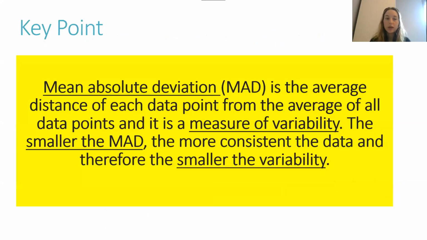This really leads us to our key point for today's lesson, which is that mean absolute deviation, or MAD, is the average distance of each data point from the average of all data points, and it's a measure of variability. The smaller the MAD, the more consistent the data, and therefore the smaller the variability. Make sure you have this in your notes. It's going to be something that you can reference as you work through your classwork.